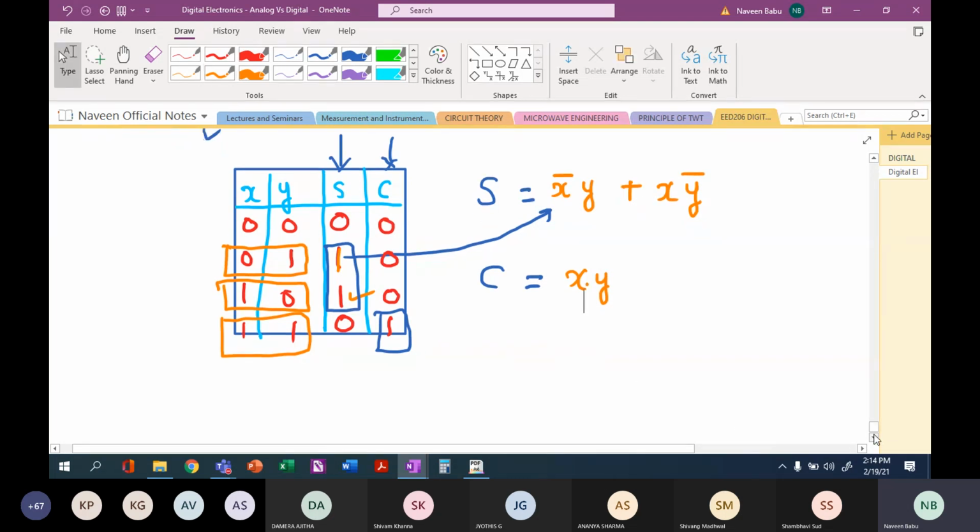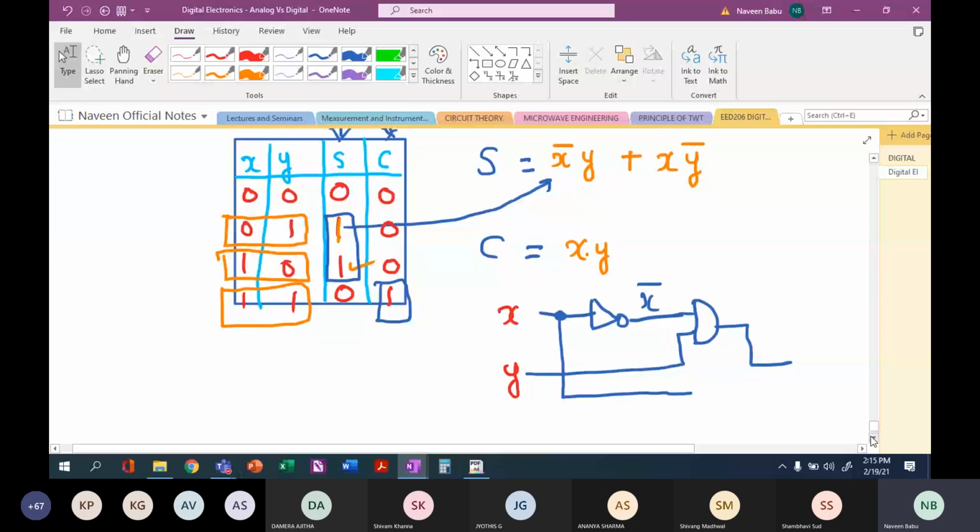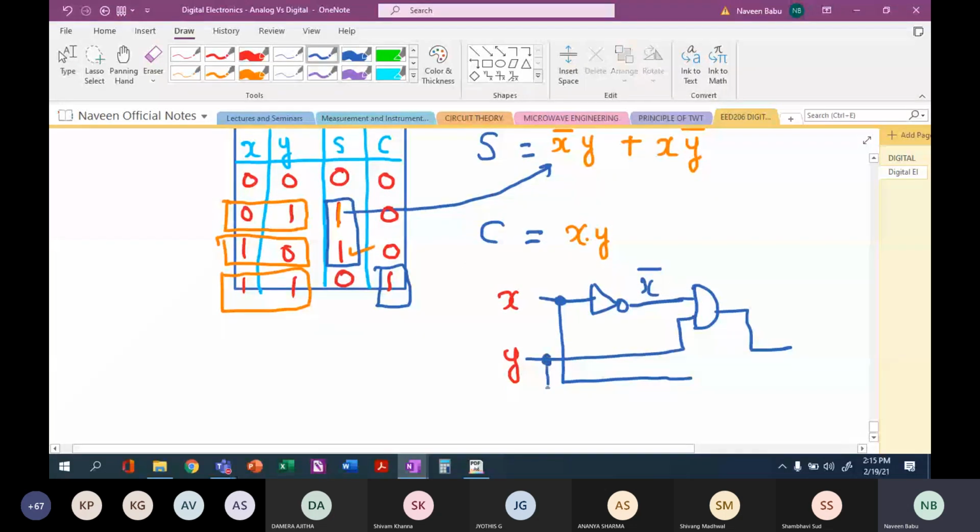Now, if you implement this particular expression using logic gates, AOI gates, what are the inputs we have? We have two inputs, x and y, right? So I'm going to implement using logic gates here. So first is x bar. So this is x bar and y, x bar y. So they are ANDed together. And then you have x here and y bar here. This is x y bar, this is x bar y, and they need to be ORed together, right? So this will be the sum expression.